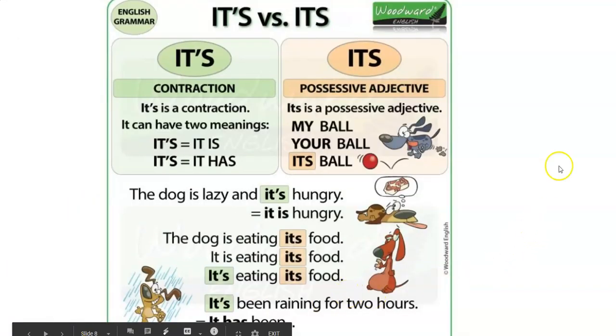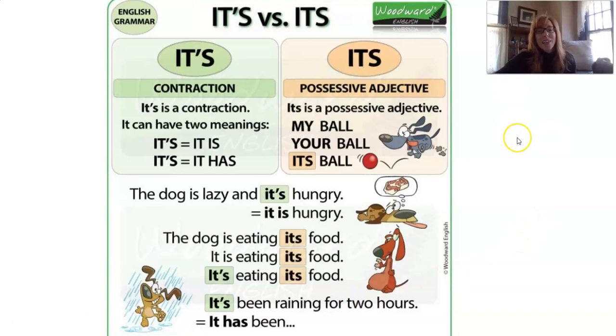Our next two words are its and it's. All right, so our first one, we're going to look at the green first. It's very important to follow which its we're talking about. So this one is the contraction. You can see an apostrophe and an S. So whenever you see a contraction, you know they've taken some letters out of a second word. A contraction is two words put together. They take some of the letters out and they replace it with an apostrophe. So it's a contraction. It has two meanings. It is, so it's, or it has, it's.